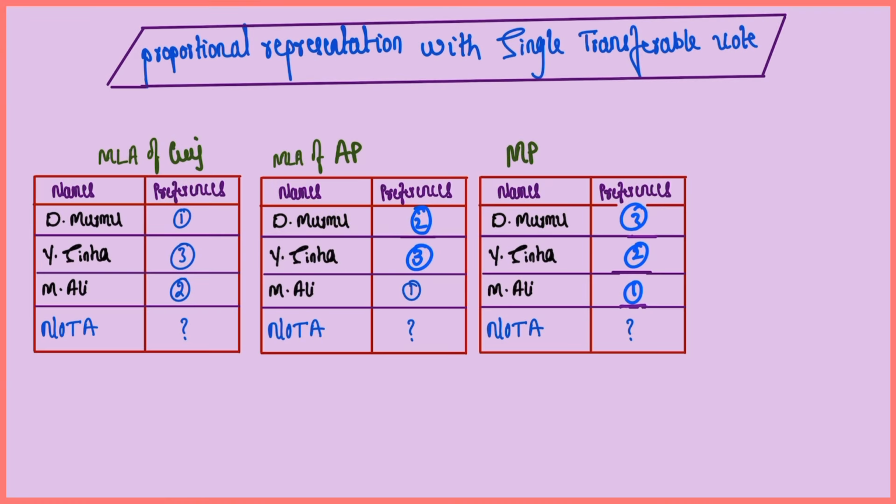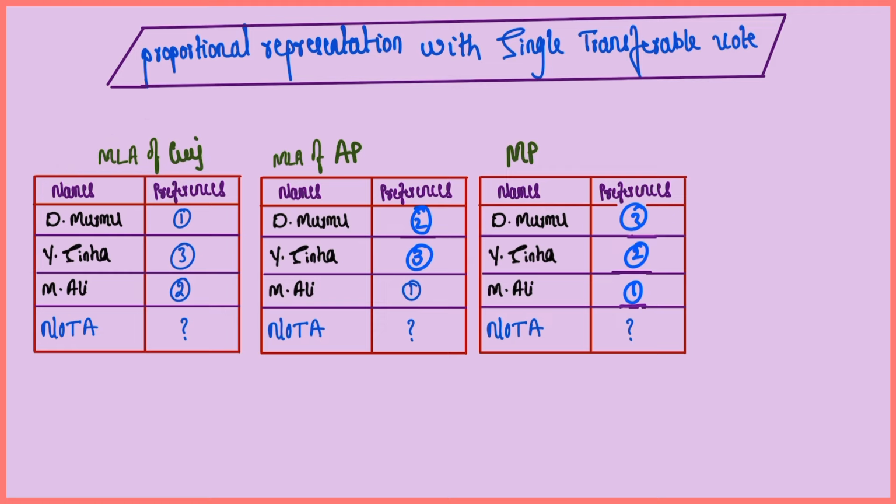Okay, so here are three slips of three different MLAs from three different states. Let us understand what they are saying. An MLA of Gujarat has voted, and according to the MLA of Gujarat, his first preference should be Draupadi Murmuji. If Draupadi Murmuji doesn't win, then he is saying his vote must be transferred to Muhammad Ali. That is his second preference. If Muhammad Ali also doesn't win, then the Gujarat MLA is saying that his vote must be transferred to Yashwant Sinha.